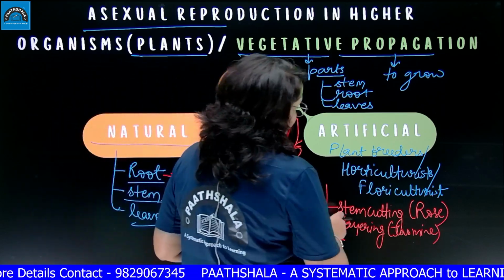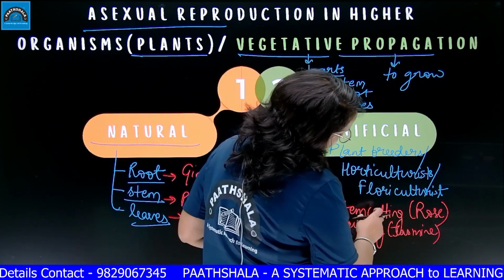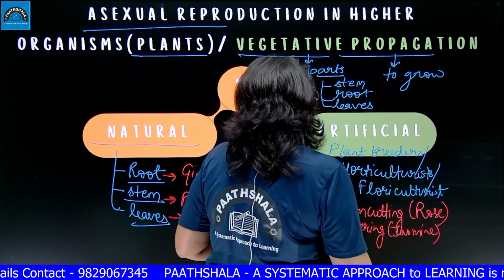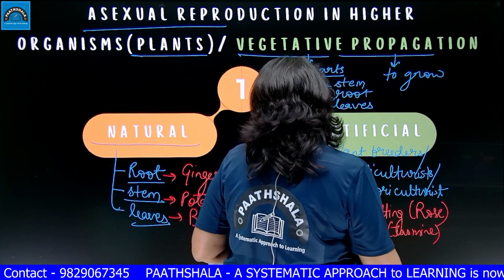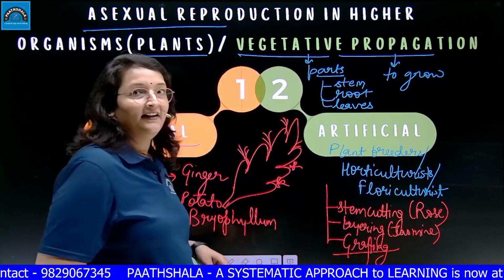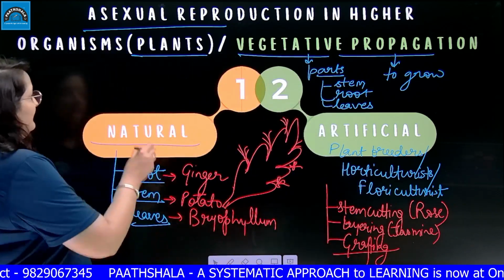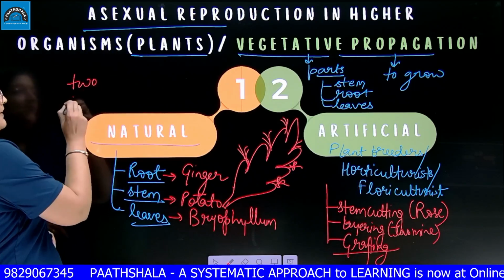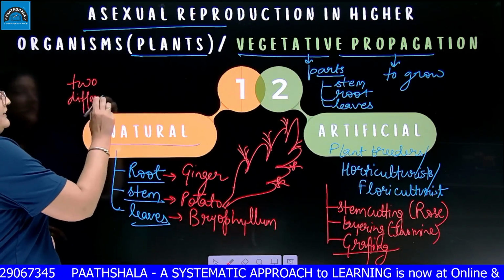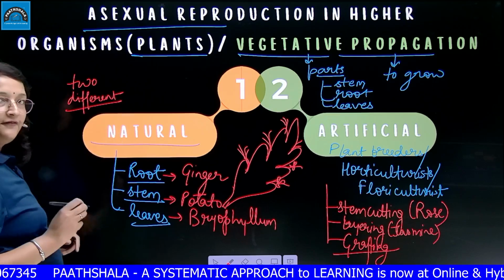And then we have stem cutting, layering and grafting. Grafting is a very interesting method, right? In the case of grafting, what do we do? We take two different plants. They can be of the same species or different species.